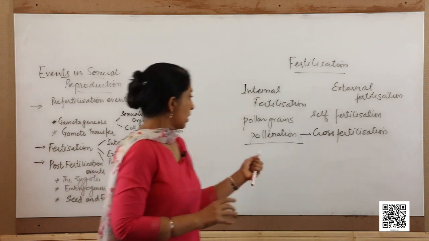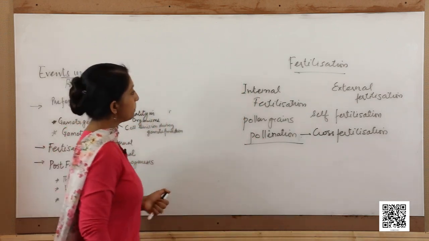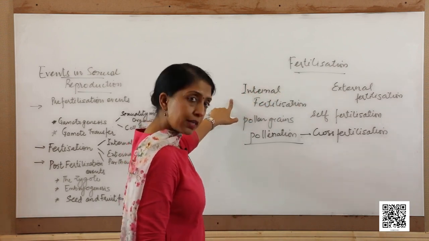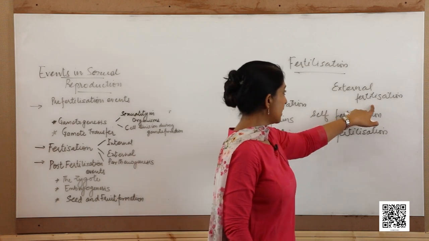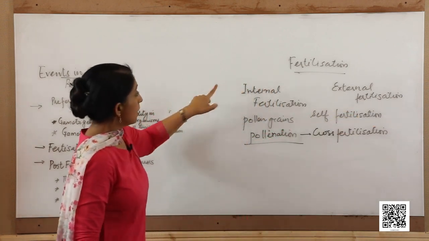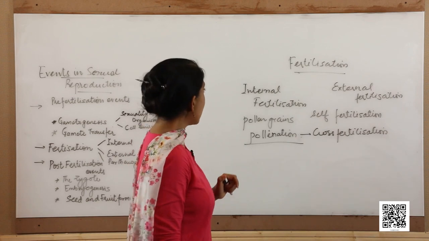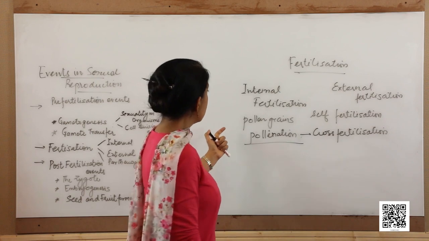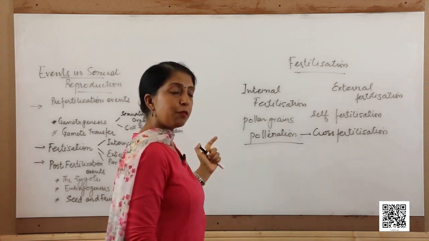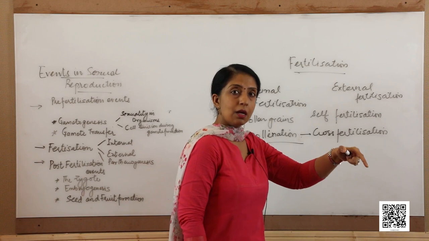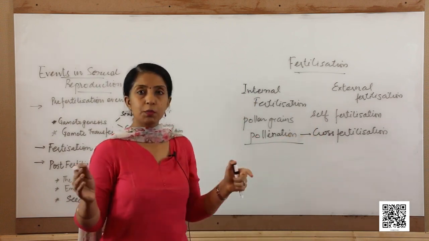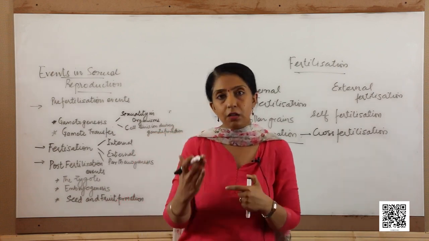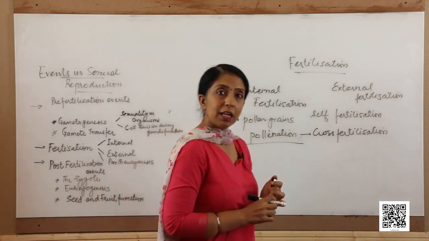So, I will be leaving it here for a while. We can say that fertilization is of two types, internal fertilization and external fertilization. And one more point I would like to cover, that in cases of internal fertilization also, where the pollen grains or the male gametes have to be transferred to the female gamete, the number of male gametes produced is always larger as compared to the female gamete.